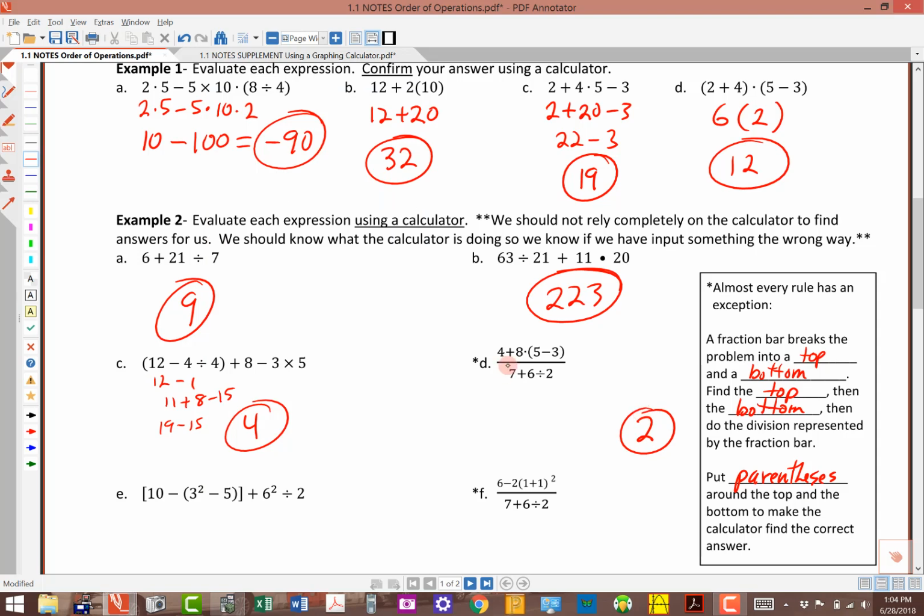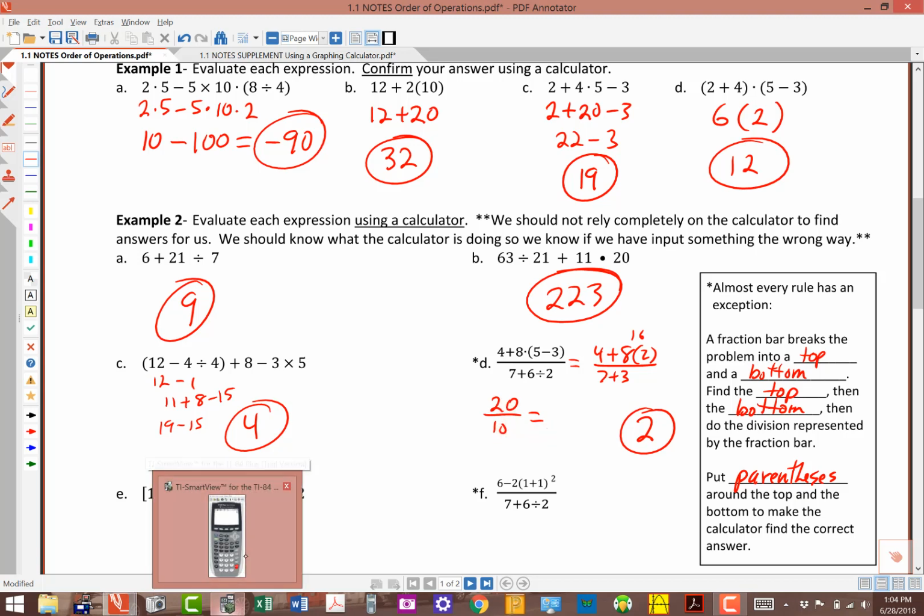So the first thing I'm going to do is notice that on the top I've got a 4 plus 8 times, and this is going to be, let's see, 5 minus 3 is 2. Okay, and on the bottom we have a 7 plus 6 divided by 2 is 3. So on the top we have a 4 plus, this is 16, so that's going to be a 20 on the top. 7 plus 3 is a 10 on the bottom, and is 20 divided by 10 2? It is. So we're in good shape there.